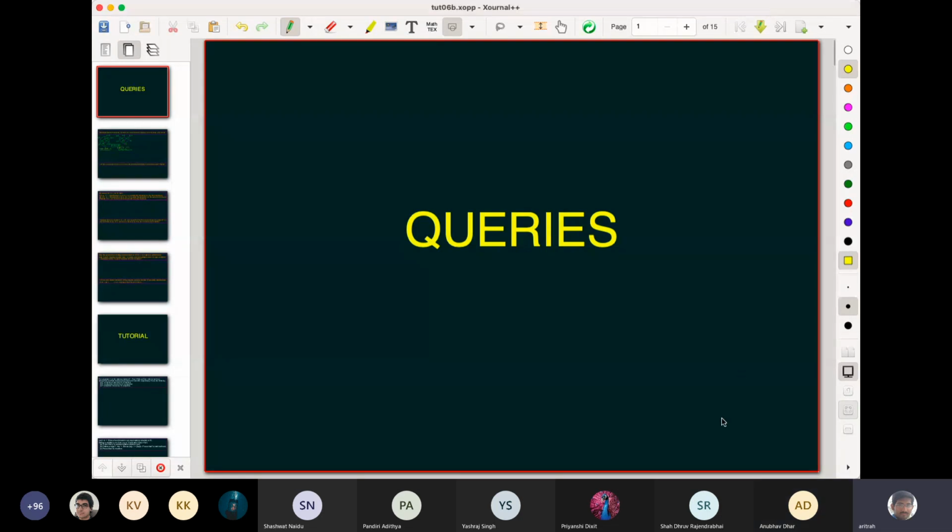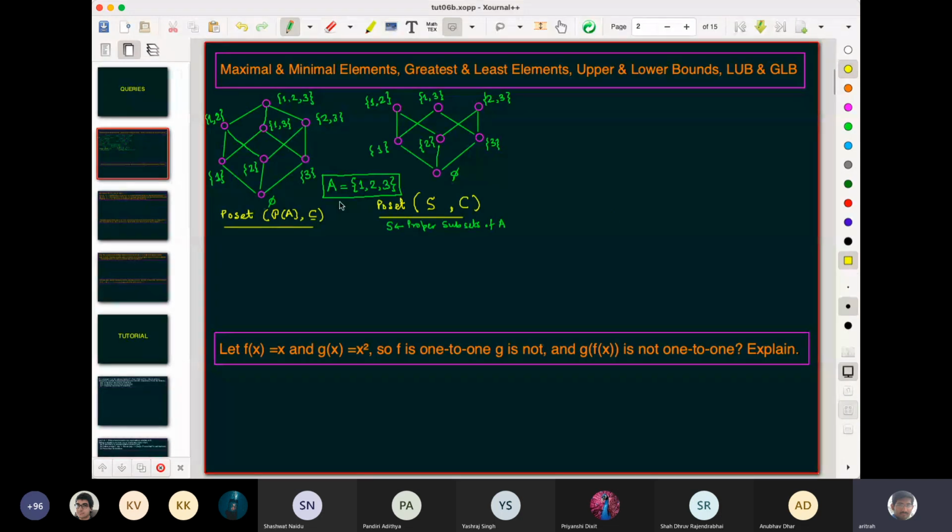Yes, sir. Okay, so as usual, we will start with some of the queries that have been raised by some of you. Among them, one concept needs to be refreshed. When we talk about partial orders, posets, we gradually try to define these elements in the posets with respect to the Hasse diagram or a cover relationship diagram: which are maximal, minimal elements, what is greatest and least elements, what is upper and lower bounds, what is least upper bound and greatest lower bound.